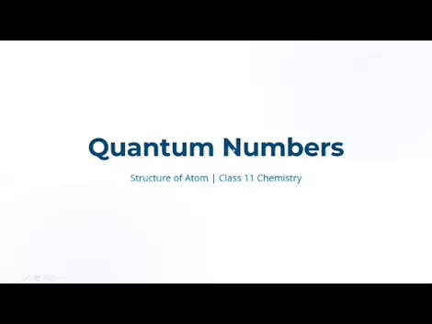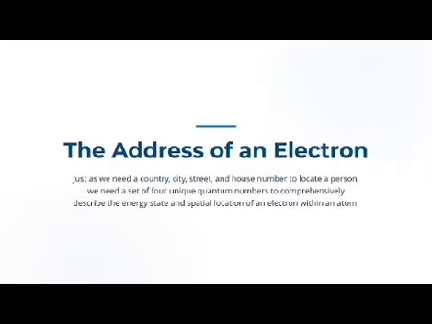Good morning, students. Today we will study the topic quantum numbers. Now, what are quantum numbers? These are the set of four such numbers which give us complete address of an electron. Just as we need a country, city, street, and house number to locate a person, we need a set of four unique quantum numbers to describe the energy state and spatial location of an electron within an atom.